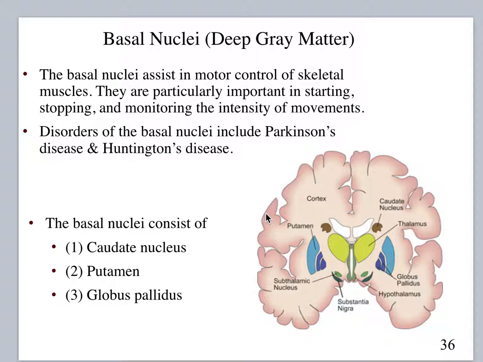I mentioned earlier the deep nucleus in the brain, these are the basal nuclei, deep gray matter. So this would be in this region here of the brain. The caudate nucleus, the putamen, and the globus pallidus are the basal nuclei. Disorders of this nucleus result in motor dysfunction such as Parkinson's disease, Huntington's disease, and other movement disorders.